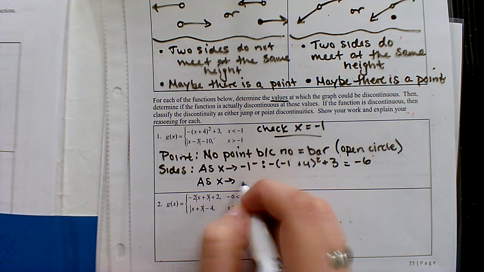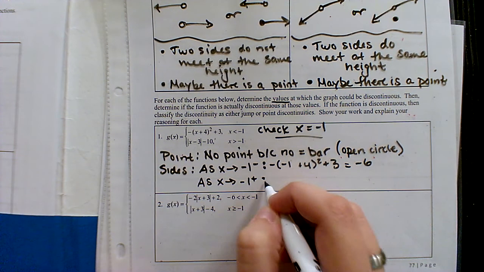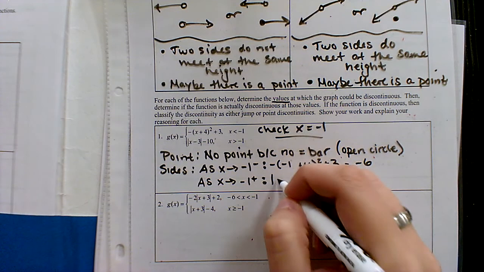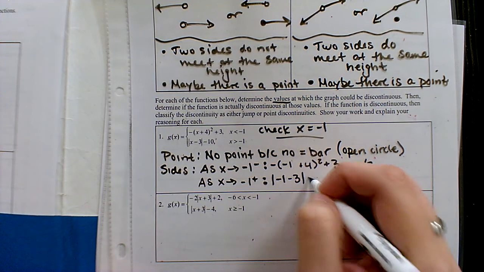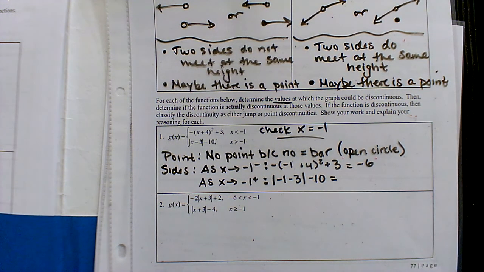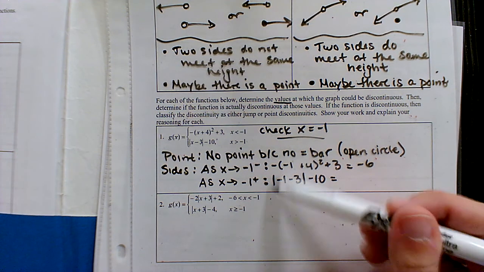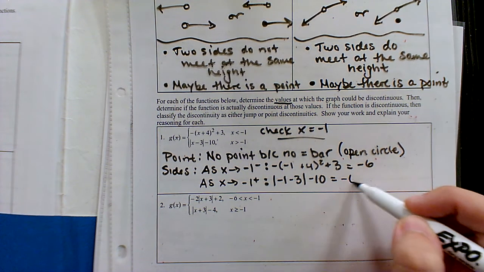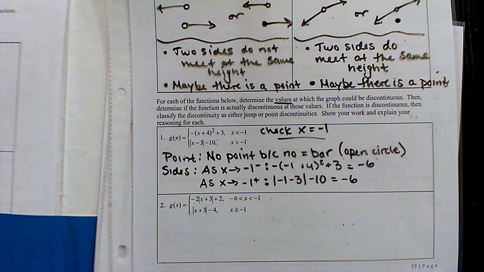Let's go ahead and check out the right-hand side of -1. That would be the other equation we haven't used yet. Okay. So -1 minus 3, we got -4. Absolute value changes it to +4. Minus 10 would give us a -6.